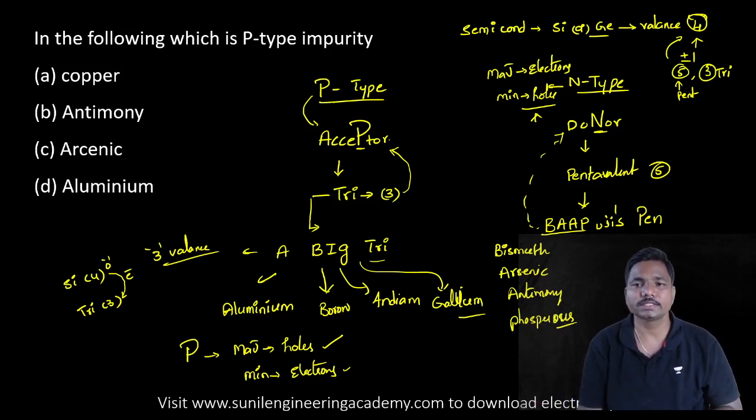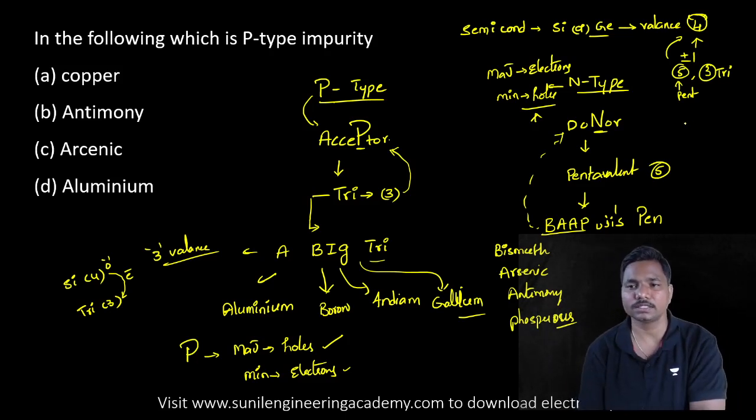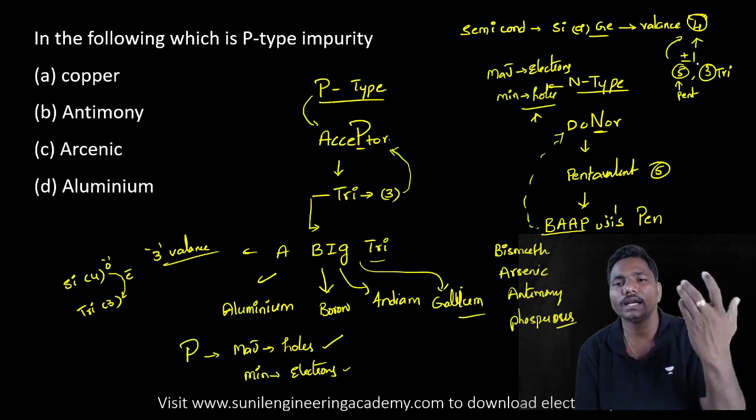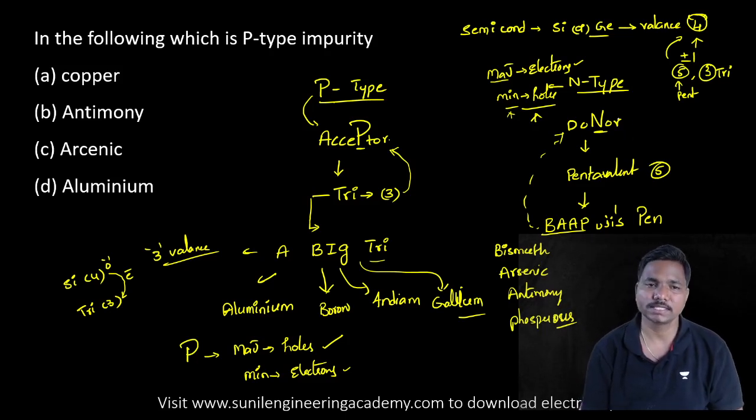So in this N-type, what is happening? They are donating electrons, so the concentration of electrons will increase. Then majority carriers will be electrons and minority carriers will be holes. This is in the case of N-type.